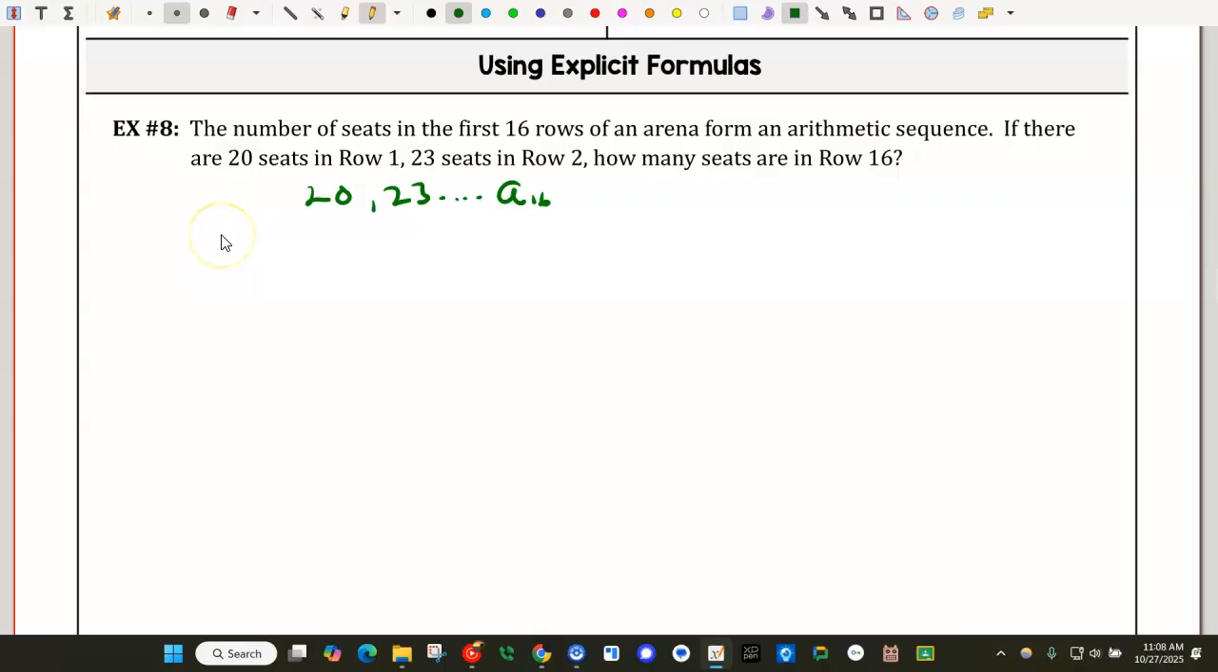So what is the difference? What is the a sub 0? So nothing more difficult than you've already done. We got a difference of 3. A sub 0 of 17. And you do the rest.